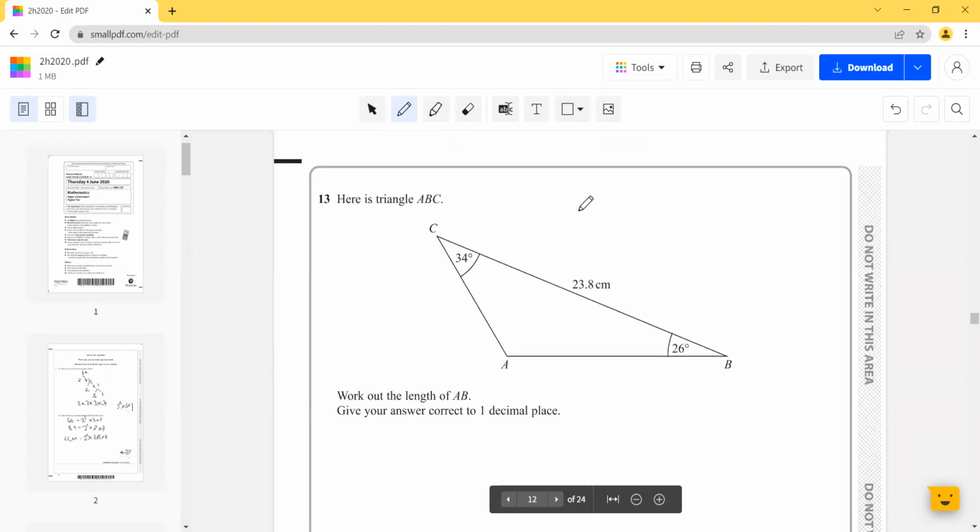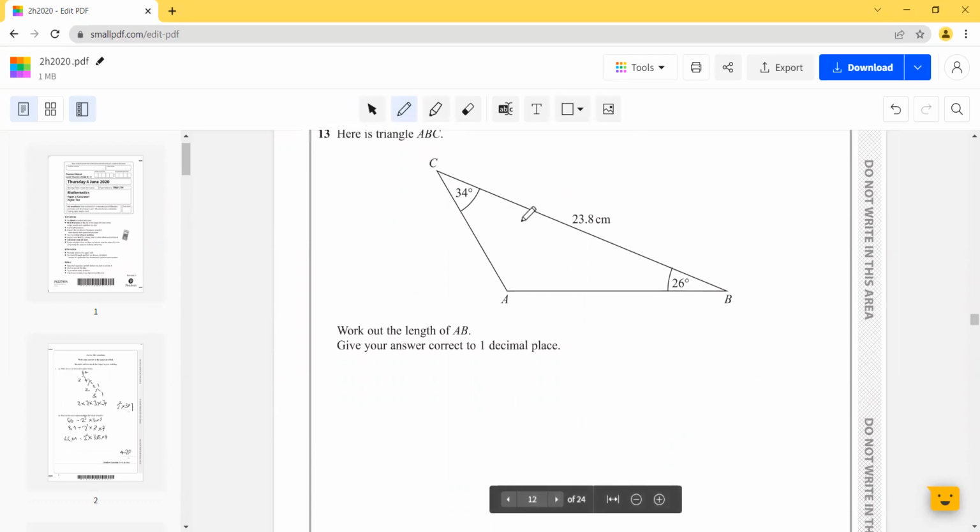Okay. Question 13. Here is a triangle ABC. Work out the length of AB. Okay. Well, you might be thinking, well, how am I going to do that? Well, it's pretty simple. We're going to use the sine rule. So first I'm going to work out which sides and angles I need. Okay, so I clearly need this missing angle. I'm going to call this x.